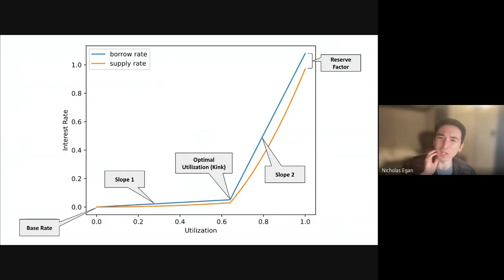The slope 1 is the slope of the borrower interest rate curve during lower utilization, and slope 2 is used to define the slope during higher utilization. The optimal utilization, or kink, as it is informally known, is the utilization rate at which slope jumps from this lower slope to the higher slope.